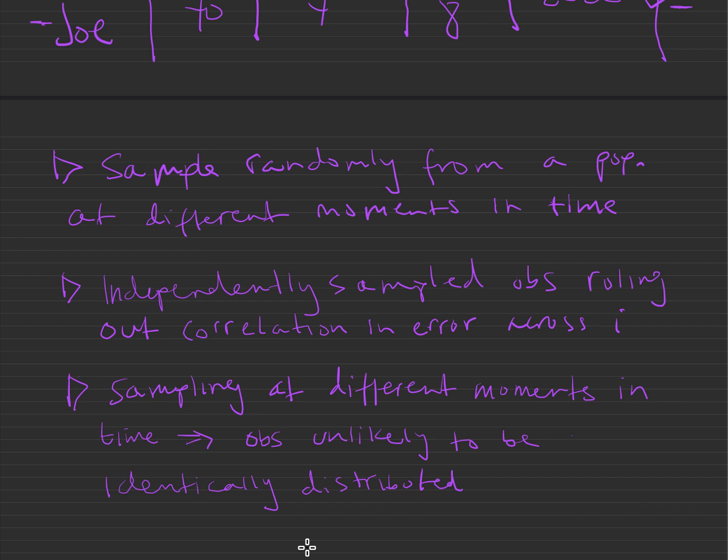This data consists of independently sampled observations, ruling out correlation in error across the different observational units i, which is important for making good inference. Sampling at different moments in time does mean that the observations are unlikely to be identically distributed. So we can think about perhaps the distribution of wages and education changes over time in the labor force population in the United States. The distribution of wages in 2020 does not look like the distribution of wages in 1960. And so this is something that we are going to have to wrestle with, and we'll think about how to wrestle with that now.